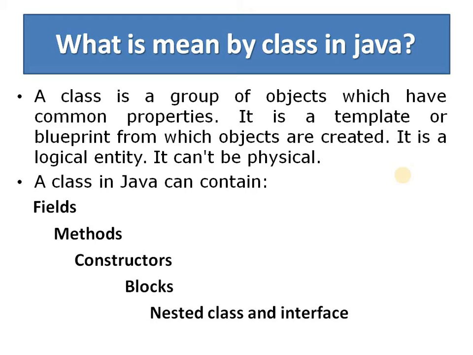A class in Java can contain fields, methods, constructors, blocks, nested class and interface. The class contains fields. Fields means data variables. Methods means member functions, constructors, blocks, nested class and interfaces. It all contains class in Java. Understood? Now, next one.